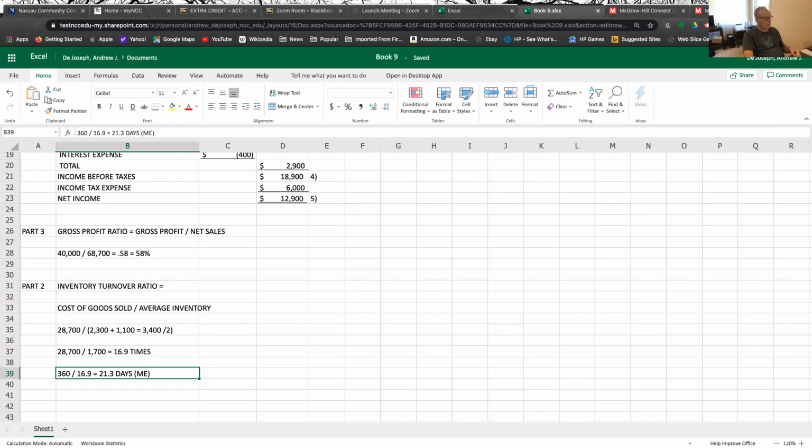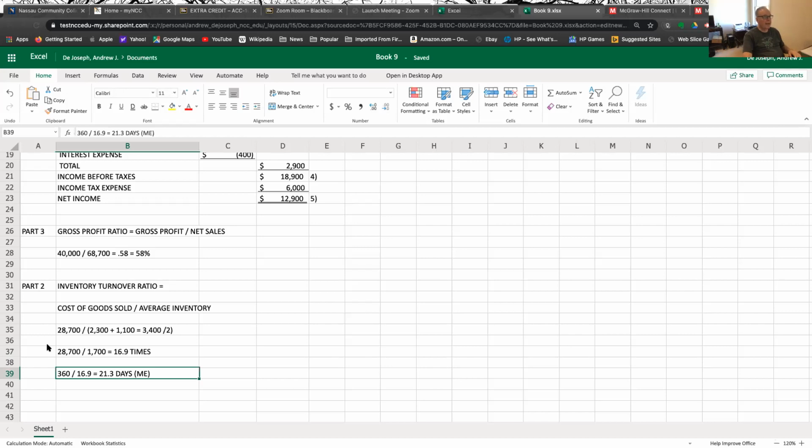Right? So that's how you calculate inventory turnover ratio. It's cost of goods sold divided by average inventory. How do you get average inventory? You take the beginning plus the ending, add it together, and divide by 2, and that's how you get average inventory. Right? So that's the section of the book on the income statement.